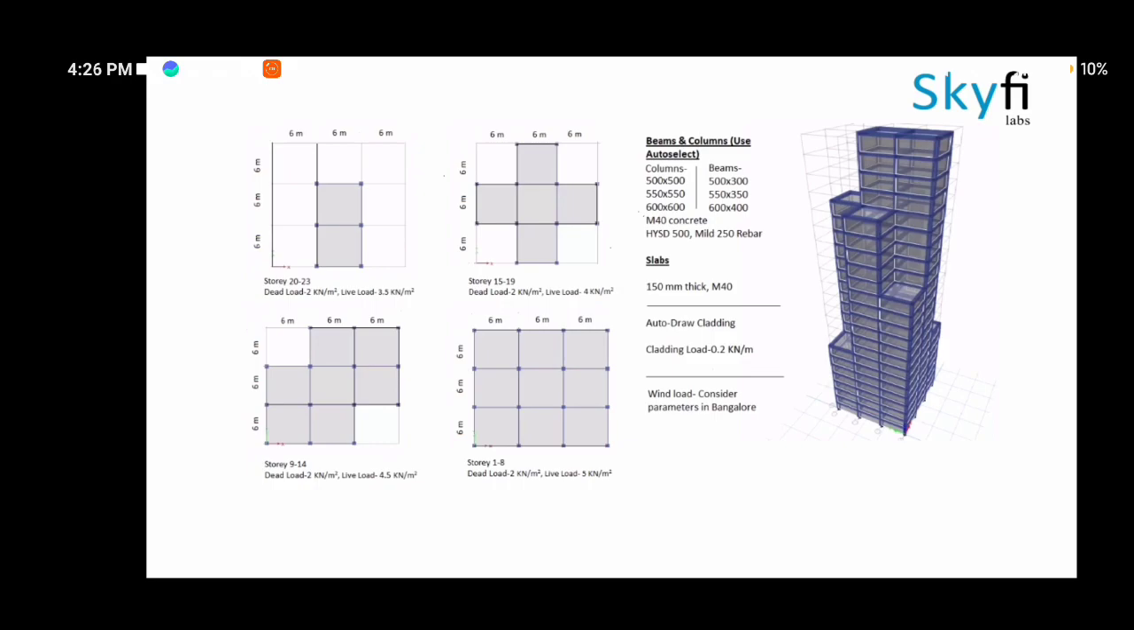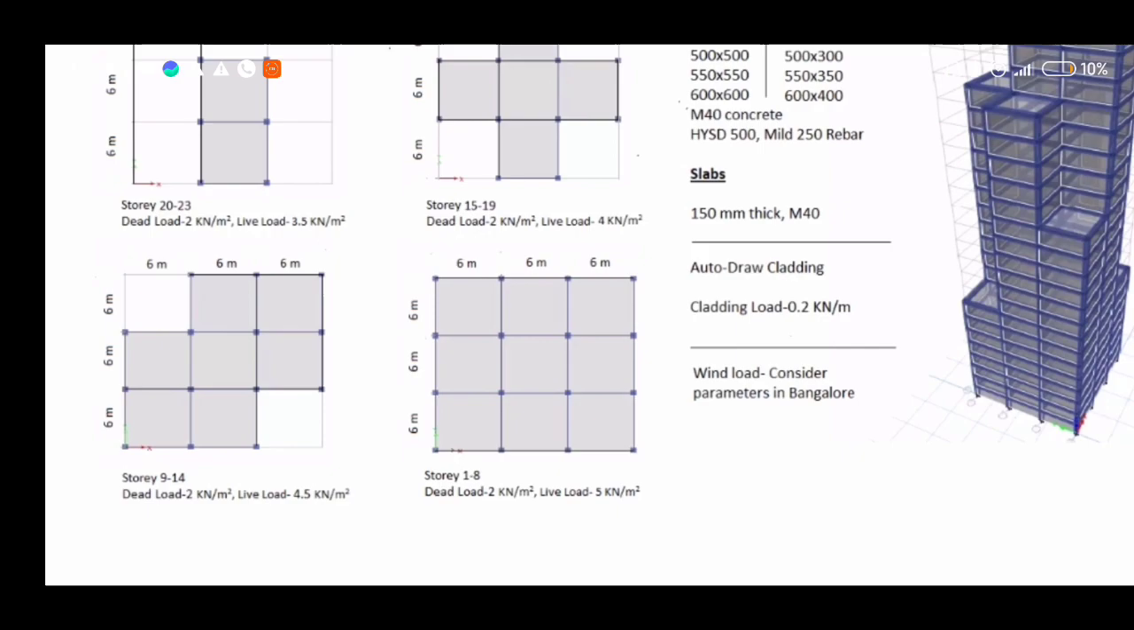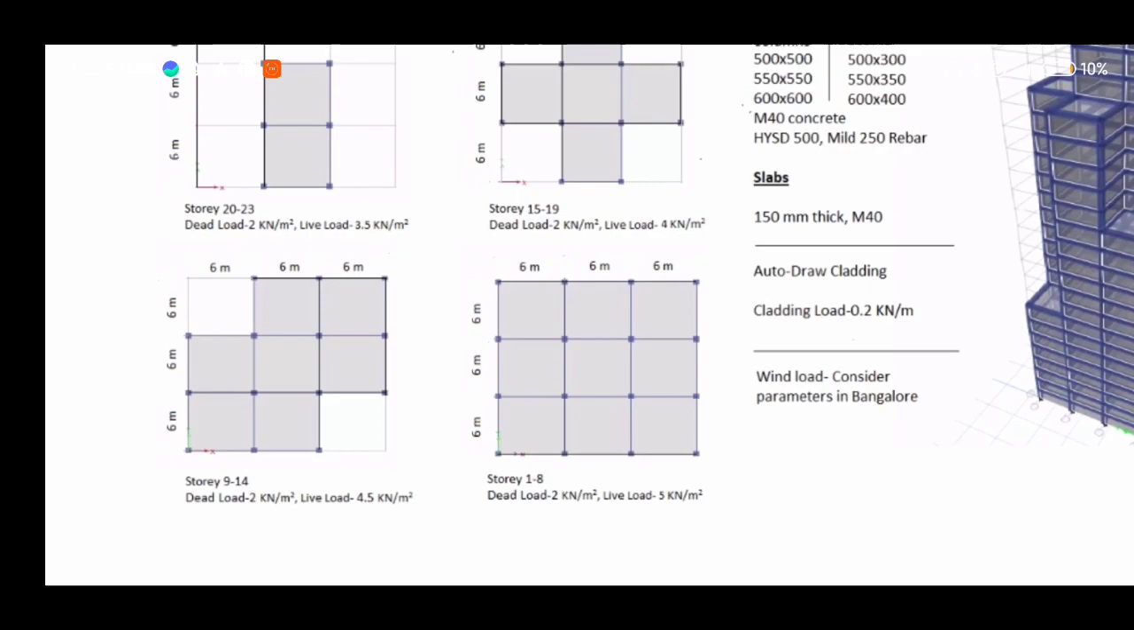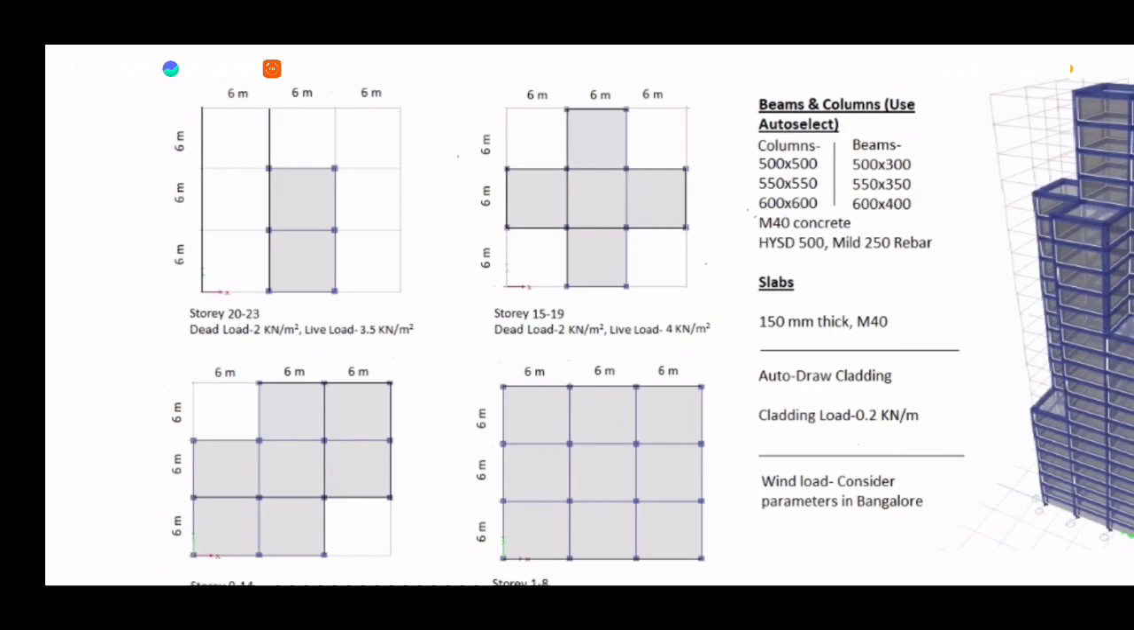For stories 1 to 8, dead load is 2 kN/m² and live load is 5 kN/m². Initially the dead load is 2 kN/m² for all the stories, only the live load differs. For stories 9 to 14, it is 4.5 kN/m². For stories 15 to 19, it is 4 kN/m², and for stories 20 to 23, it is 3.5 kN/m².